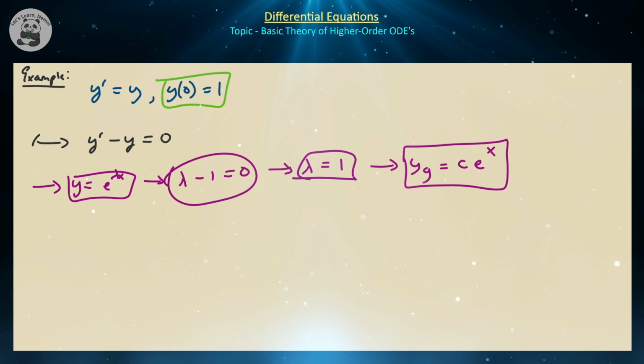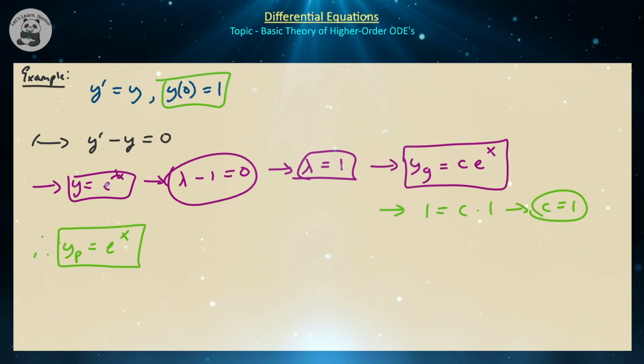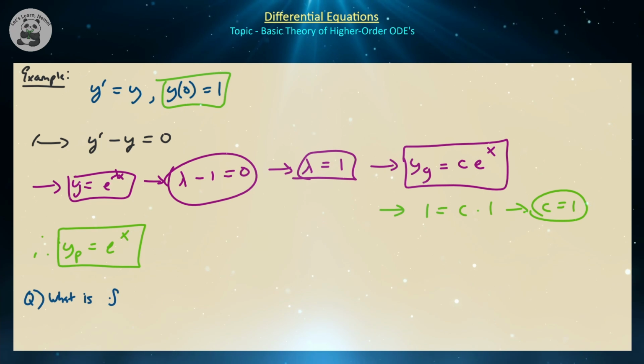And we're like, okay, we have this initial condition where y of 0 is equal to 1. So we're like, okay, well, 1 is going to be equal to c times 1, which means c is equal to 1. Therefore, the particular solution to this differential equation is just our favorite e to the x. So if someone were to ask you, what is this function f of x is equal to e to the x? What is so special about it? You can answer with the following.